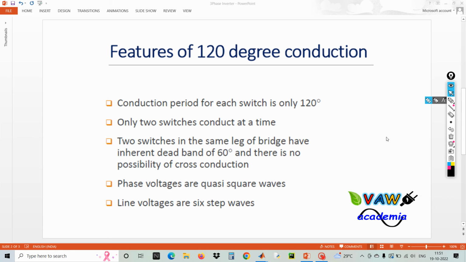Therefore, the two switches in the same leg of the bridge have an inherent deadband of 60 degree and there is no possibility of cross conduction. But if you take 180 degree conduction, there is a possibility of cross conduction. That will be overcome in 120 degree conduction mode. Here phase voltages are quasi square wave whereas line voltages are 6-step waves. Let us straight away go to the simulation and see how to do that.